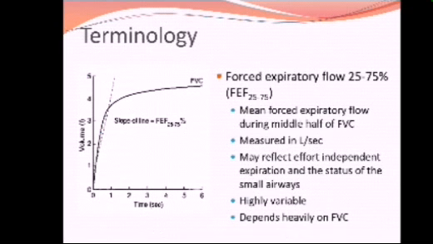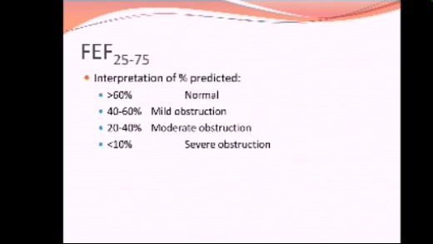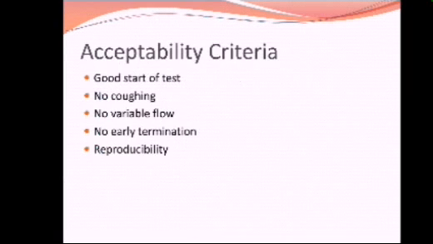Then we have forced expiratory flow, 25 to 75%. That is the forced expiratory flow during the middle half of the forced vital capacity. It is measured in liters per second. So again, if it is more than 60%, it is normal. 40 to 60% is mild obstruction, 20 to 40% is moderate obstruction, and less than 10% is severe obstruction.